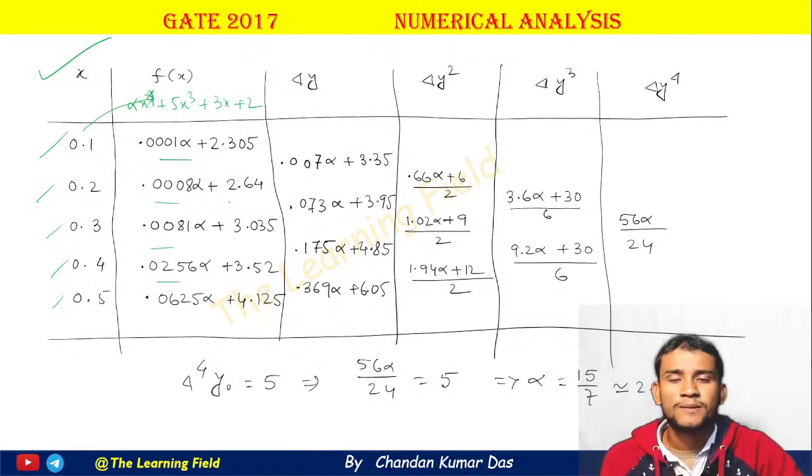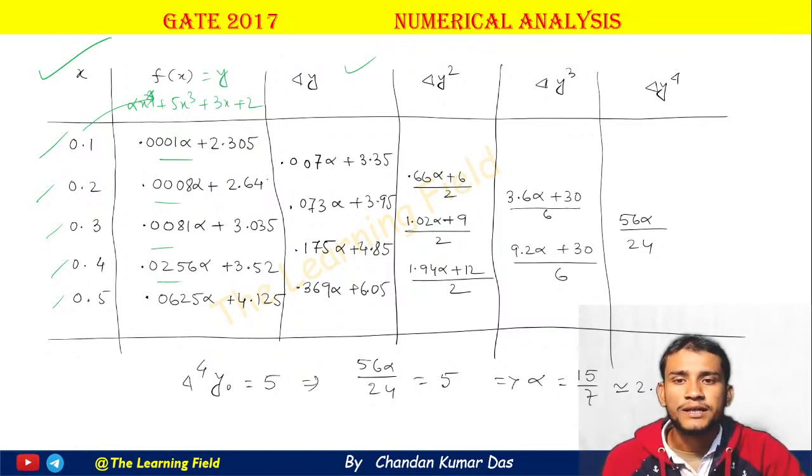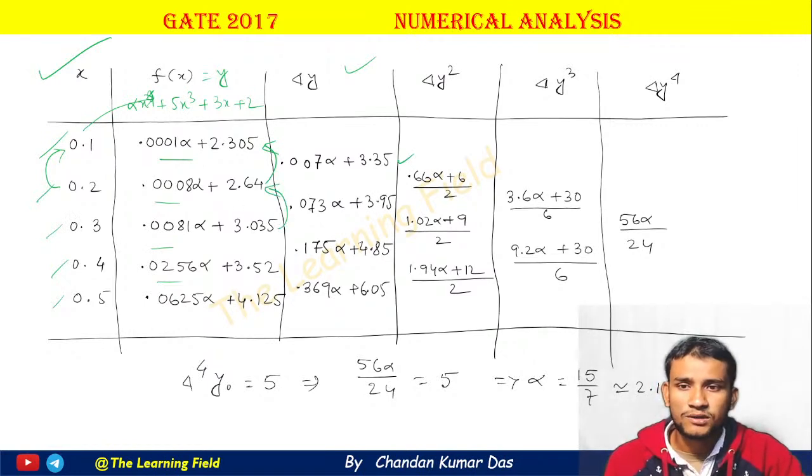Now delta y means what? y equal to f(x). Delta y means this minus this, divided by this minus this, and after calculation we get this one. And delta y2 is equal to this minus this, divided by this minus this, so we get this one. Then after that, this is the divided difference table.